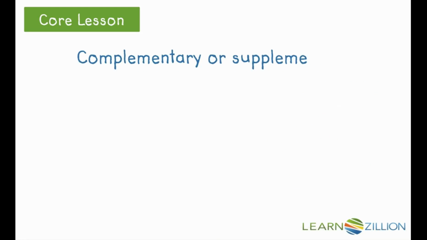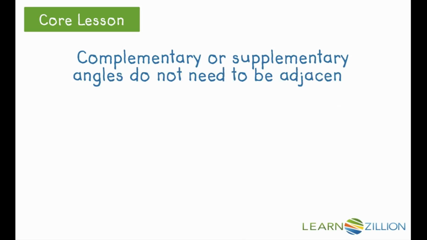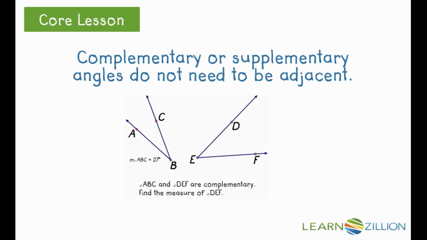An important idea to remember is that angles do not need to be adjacent to be complementary or supplementary. They just need to sum to 90 or 180 degrees. In this problem, we are told that the two angles are complementary, and the angle ABC measures 27 degrees. We can solve it the same way by adding 27 degrees plus the missing angle, or 90 minus 27 degrees to get 63 degrees. Angle DEF equals 63 degrees.